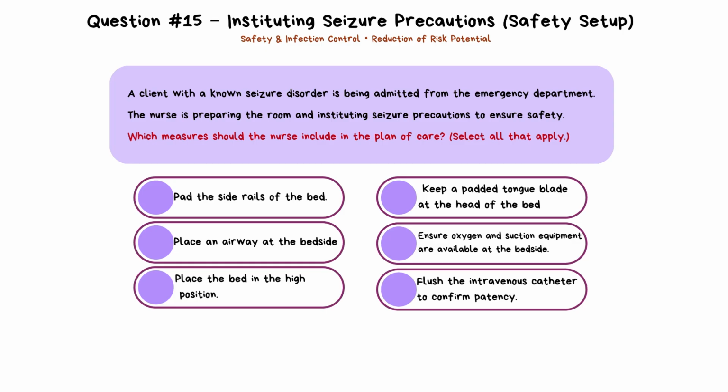Option 6. Flush the intravenous catheter to confirm patency. Take a moment and think about this setup from a safety perspective. Which actions truly protect the client during or after a seizure, and which create more risk?